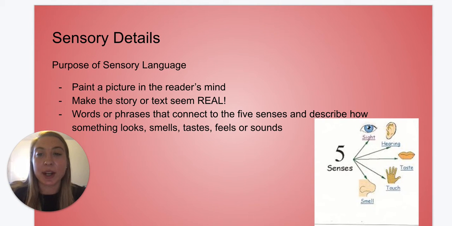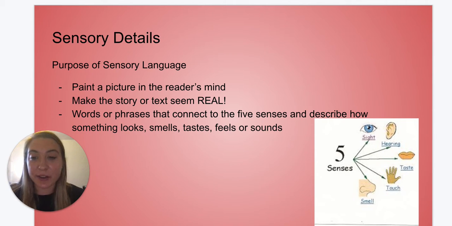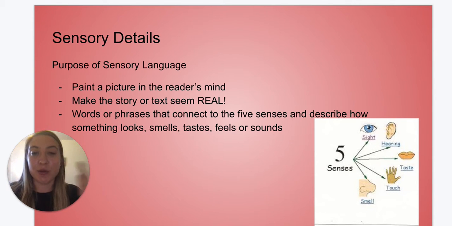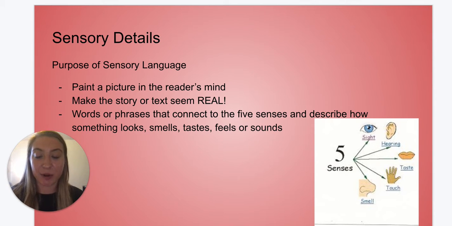This week, we're going to be talking about sensory details so that we can find them in our readings. The purpose of this language is to paint a picture in the reader's mind. So when you read the book, you can imagine what's happening in your mind. It makes a story or a text seem real. Also, remember to take out a piece of paper and a pencil and take notes as we go through this.